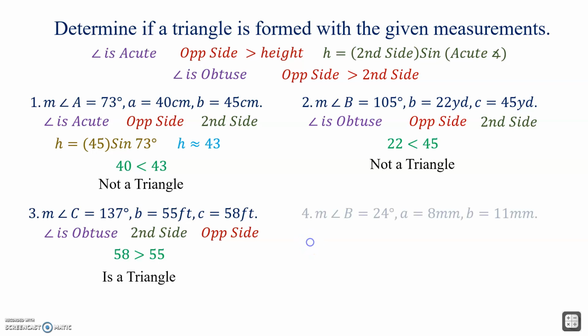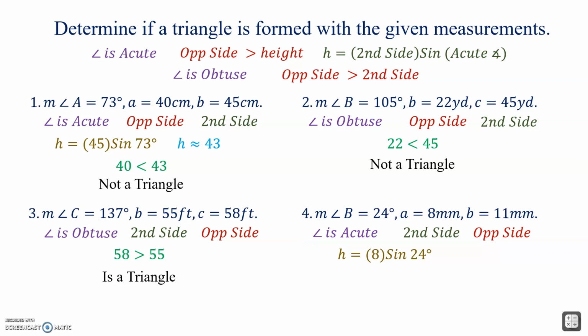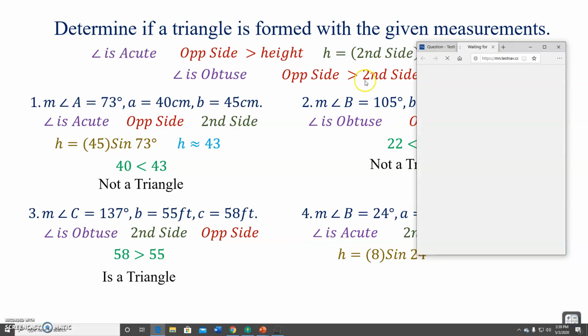Fourth situation, fourth problem. The measure of angle B is 24 degrees, lowercase a is 8 millimeters, and lowercase b is 11 millimeters. They gave us an acute angle. They also gave us the opposite side of 11, and the second side is 8. So, to find the height, it's the second side times the sine of the acute angle.